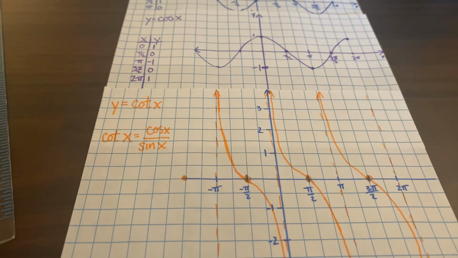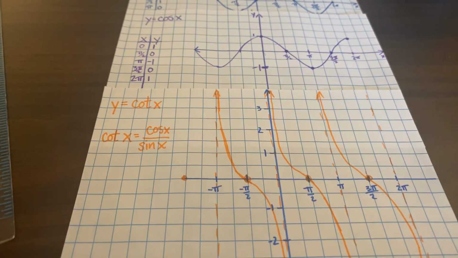Now, the domain of the cotangent function is all real numbers except multiples of pi. At these x values, the graph has vertical asymptotes. And again, the range is all real numbers. And the period of this function is pi. The x-intercepts for the cotangent happen at plus or minus pi over 2, plus or minus 3 pi over 2, plus or minus 5 pi over 2, etc.